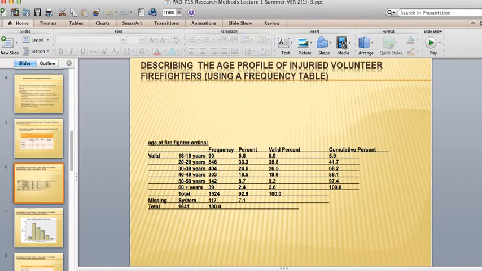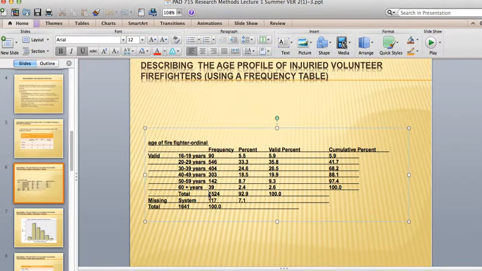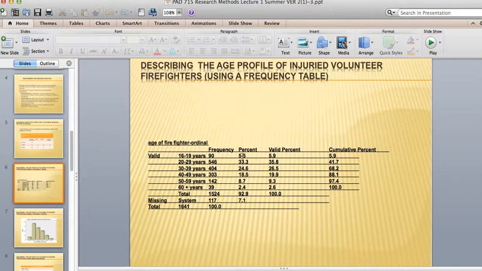So let's just walk through some of the numbers here. There's a total of 1,524 injured volunteer firefighters in the NIFRS data set. And of that 1,524, 90 firefighters who were injured were between the ages of 16 and 19 years. Notice this is volunteer firefighters.